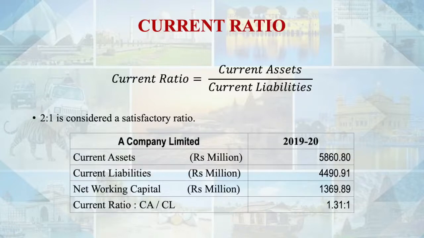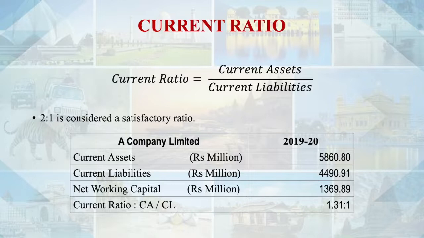So the same data which I have shared with you in the last slide, we have taken the current assets from there. So the current assets are around 5860.80. Then we have the current liabilities, it is around 4490.91. So the difference between your current assets and current liabilities is around 1369.89. Now this is another very important thing which we always see when we do the analysis of a balance sheet. We always find out the net working capital. So net working capital is always the difference between your current assets and current liabilities.